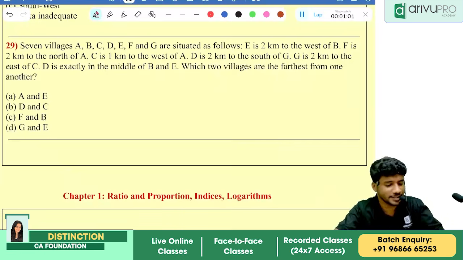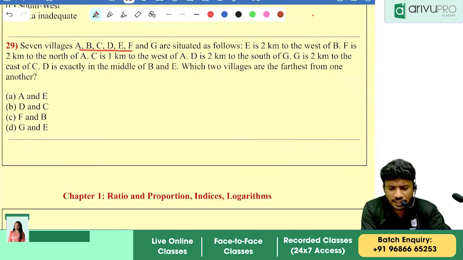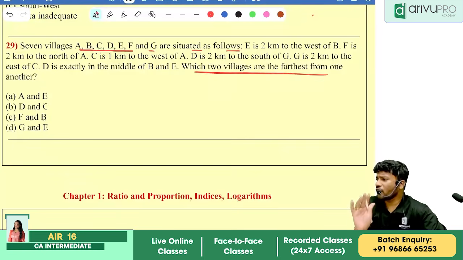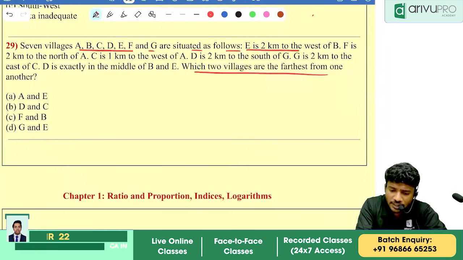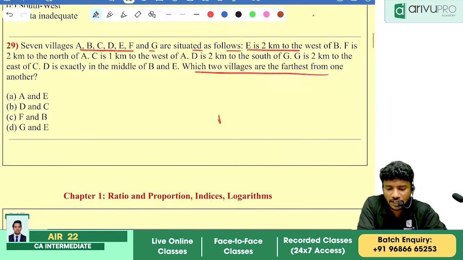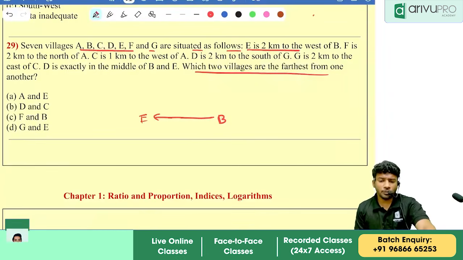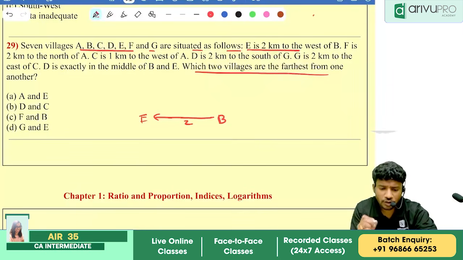Boom. Yes. Let's start. 7 villages A, B, C, D, E, F and G are situated as follows. We need to find which 2 villages are farthest from one another. E is 2 kilometers west of B. If B is here, E is what? 2 kilometers west of B. With respect to B, E is west of B. How many kilometers? 2 kilometers.